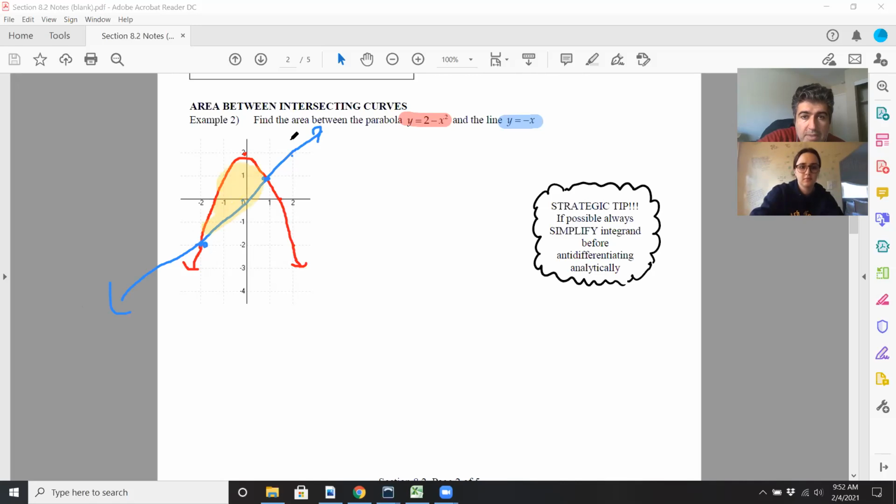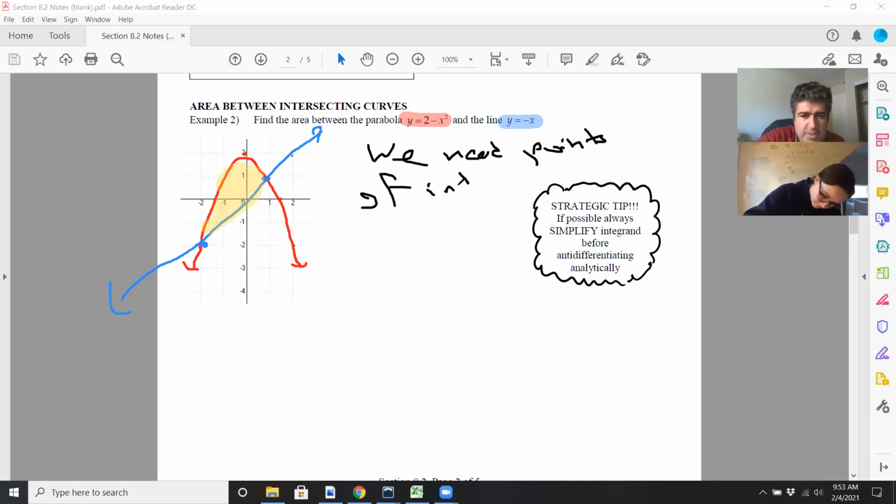So what this means is that we need the points of intersection to do this problem. It's not hard, actually. The graph helps a lot. I suspect the points of intersection are going to be negative 2 and 1, but to be sure, just set the equations equal to each other and solve. It's really not too bad.